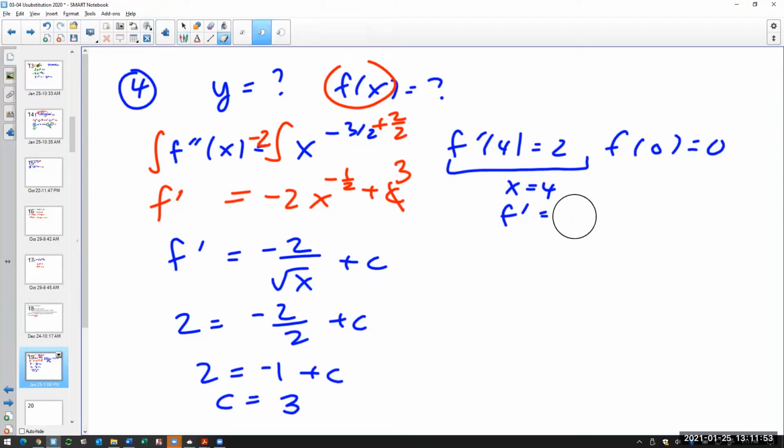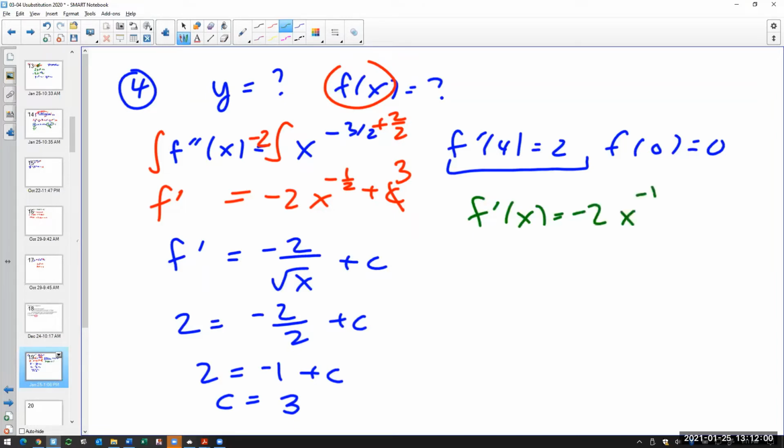So now I've got this new problem, and the new problem is f prime of x is equal to negative 2 x to the negative 1/2 plus 3. Now I want to go to f. If I have f prime, what do I have to do to get to f? Take the antiderivative there, take the antiderivative here. On this side, there's two terms here. So you're going to add 1. What's negative 1/2 plus 2 over 2?